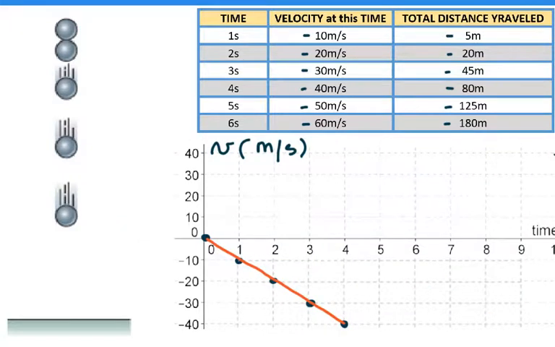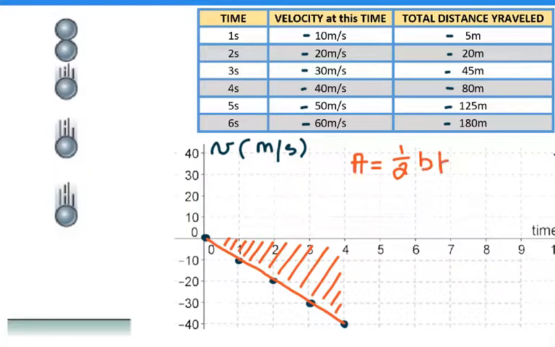I took the other graphs away, and I want to look at something else interesting for the velocity graph. So at 1 second, we had velocity of -10, at 2 seconds, -20, at 3 seconds, -30, and -40. I want to find the area underneath this graph. So if I want to find the area, the formula says it is 1/2, it's a triangle, the base times the height. So the area is 1/2, the base is 4, and the height is 40 meters per second, right? 40.